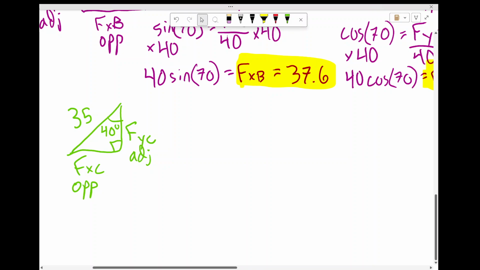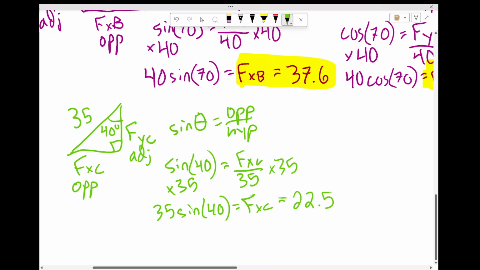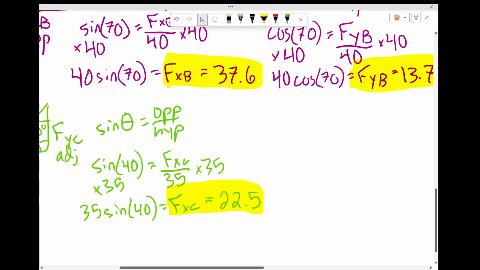For FXC, that's the opposite, so we're going to use sine. Sine theta is opposite over hypotenuse. So sine of 40 degrees is Fxc over 35, times 35. We get 35 sine of 40 equals Fxc, and 35 sine of 40 happens to be 22.5. Highlight that also.